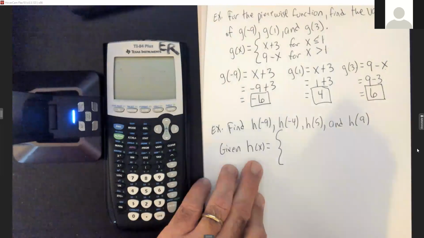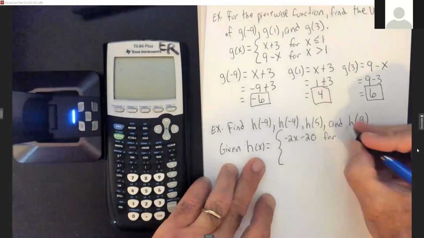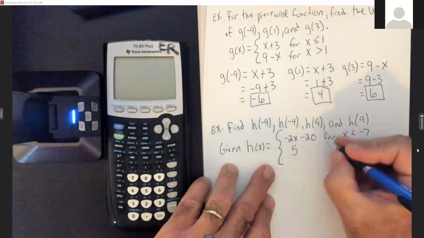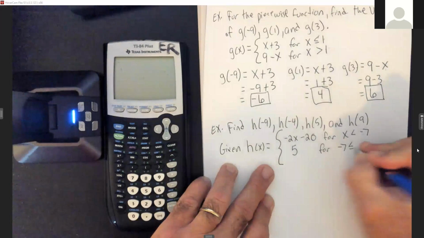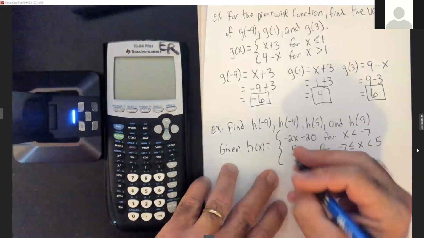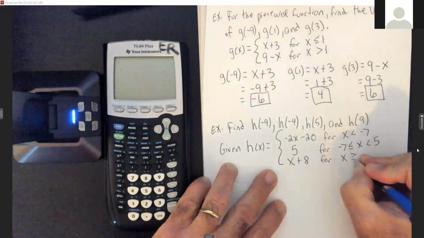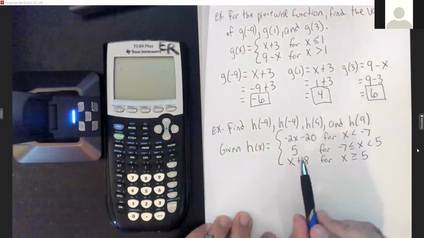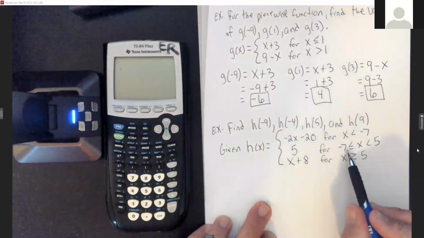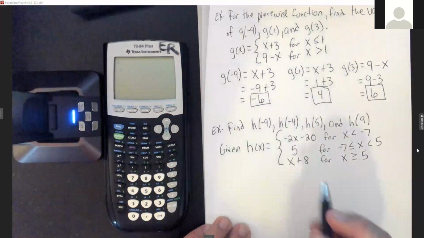I got negative 2x minus 20 for x less than negative 7. It equals 5 for negative 7 less than or equal to my x less than 5. And then it's going to equal x plus 8 for any x that is greater than or equal to 5. So this middle equation, 5, that's a constant equation. So for any x value between negative 7 but still less than 5, our equation is going to equal 5, and that's it, okay? So let's find h of negative 9.